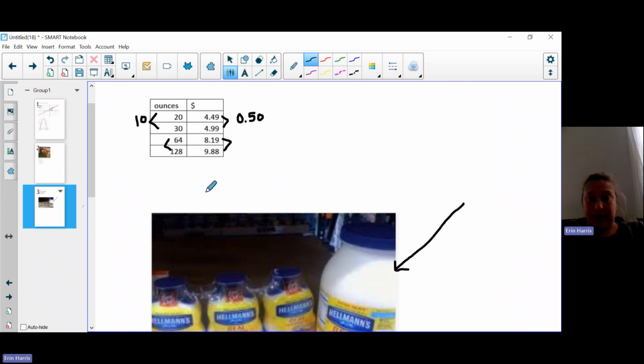Okay, so that would tell me that this was not linear, and a curve like this would look like this, right? That as you buy more, it gets cheaper. It's most expensive when you buy the smaller containers.